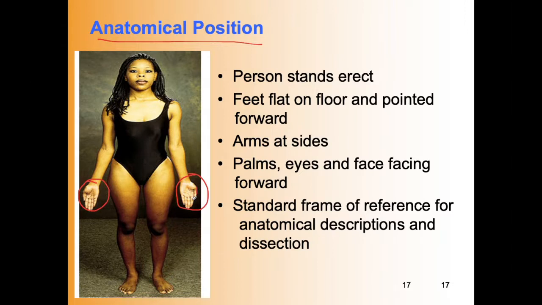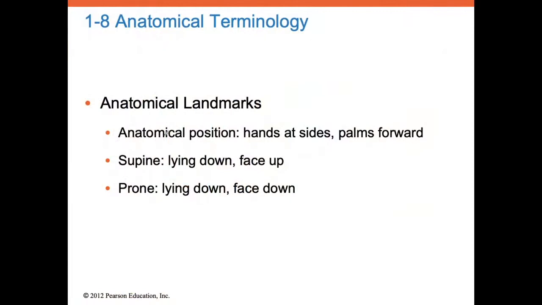This is digit 1, digit 2, 3, 4, and the pinky is digit 5. This is an anatomical position. The thumb is lateral. I'll put an L for lateral, meaning it's away from midline. And then the pinky is more medial because it's closer to the midline of the body. So you're going to hear me use the word lateral and medial, not middle, but medial. So anatomical position, remember, hands at the side, palms facing forward.